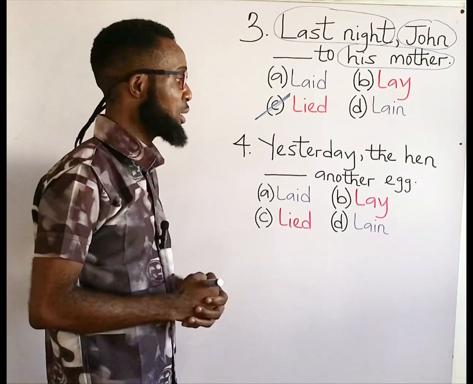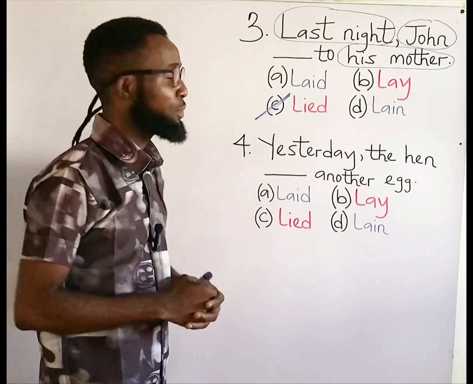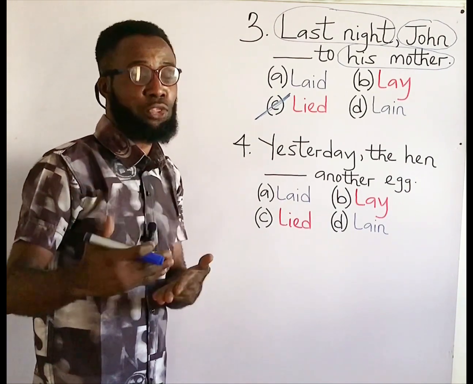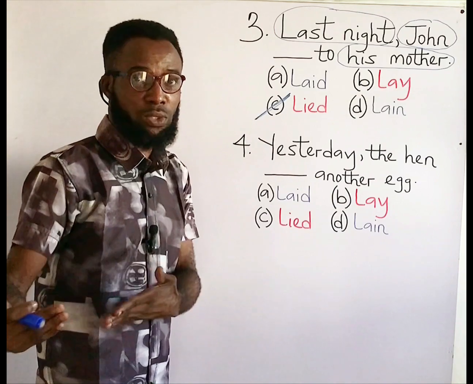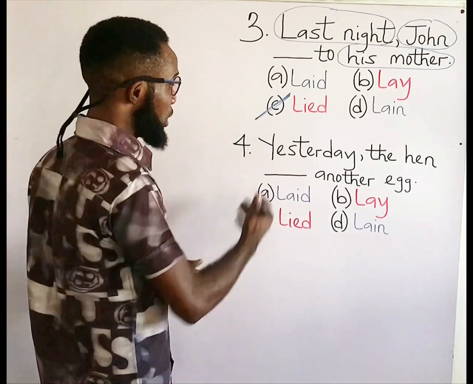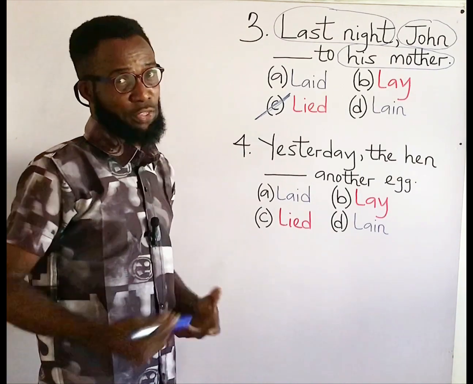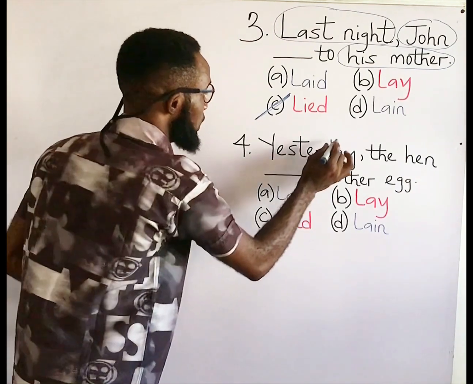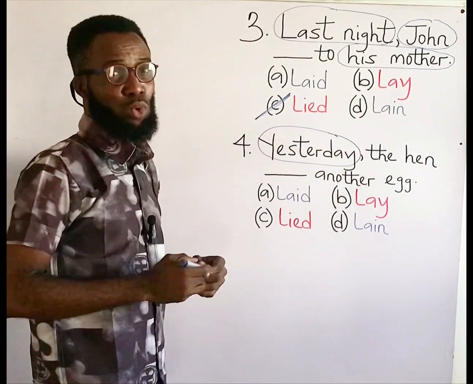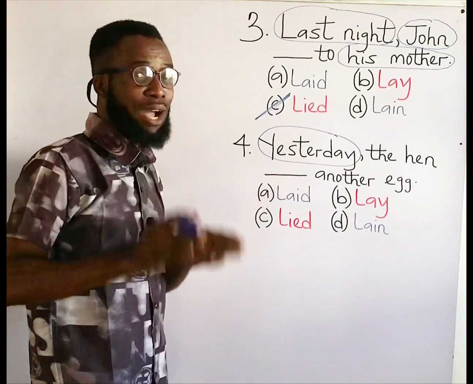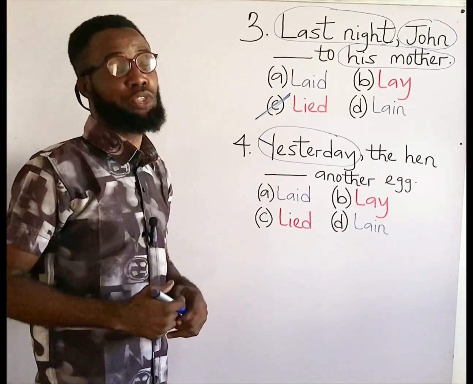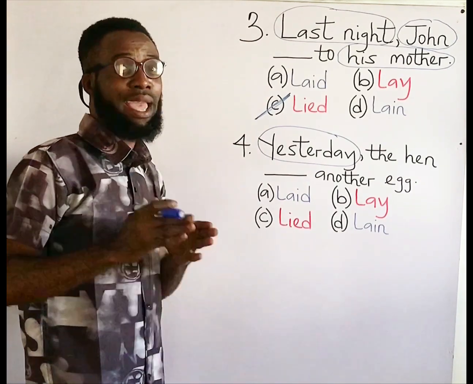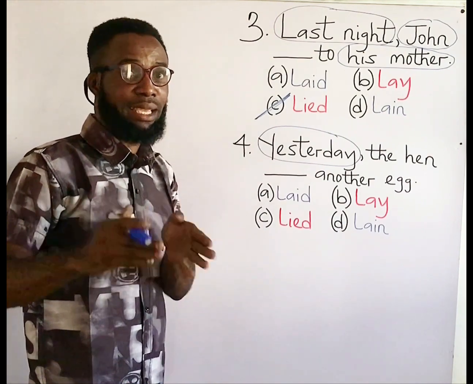It reads, yesterday, the hen dashed another egg. If you look at this question, you will find out that it has to do with bringing forth eggs, or producing eggs. And if you look at the sentence, you will find out that it has to do with the past. It is in the past because it contains yesterday. Therefore, whatever should enter this gap should be past tense. And you will agree with me that for the meaning to produce or bring forth eggs, the past tense is laid, L-A-I-D.